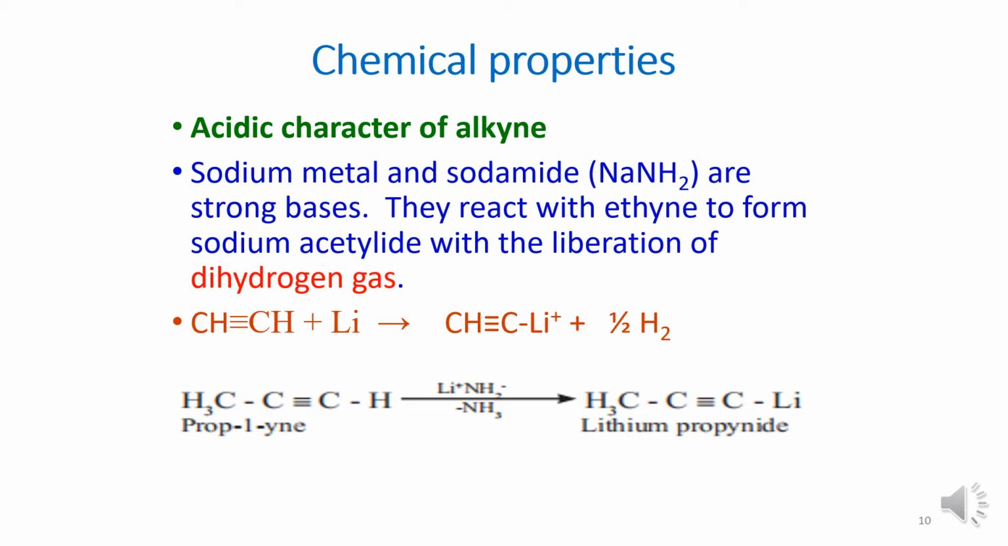Due to the high electronegativity of carbon in terminal alkyne, the hydrogen atom can be given away easily in the form of a proton or hydrogen ion when it comes in contact with a strong base like sodamide or lithium amide, or lithium metal or sodium metal. This is why you are seeing the reaction on the screen where lithium is reacting with ethyne to give you lithium acetylide with hydrogen gas, and propyne is treated with lithium amide to give you lithium propynide and ammonia gases out.